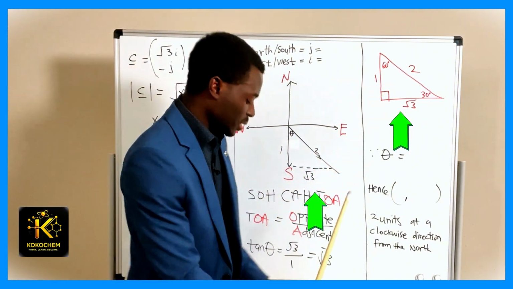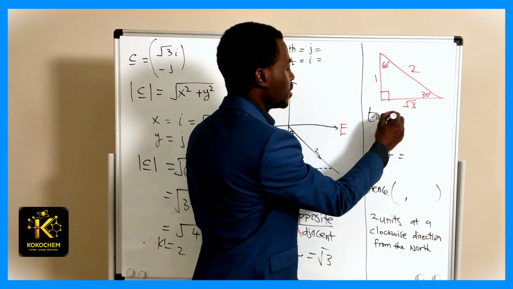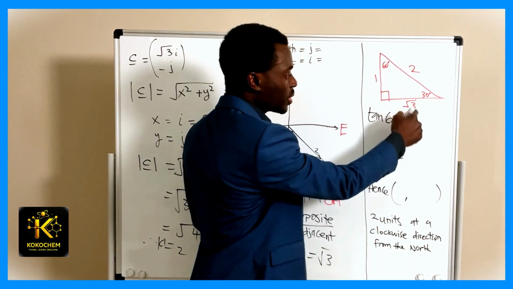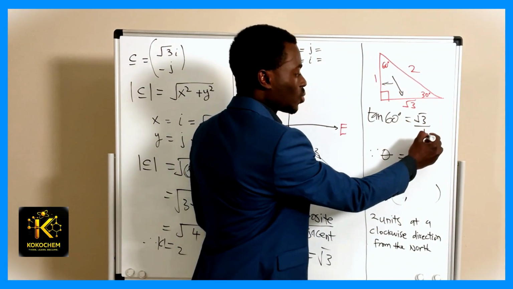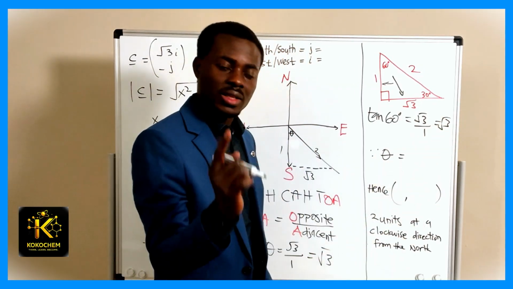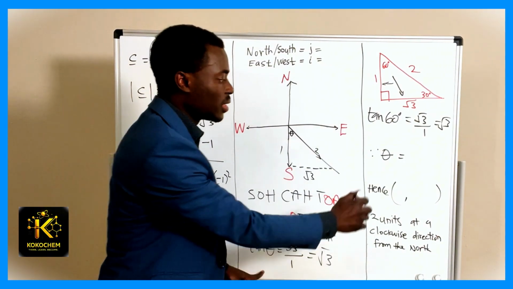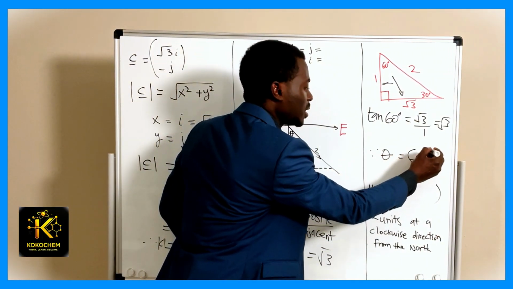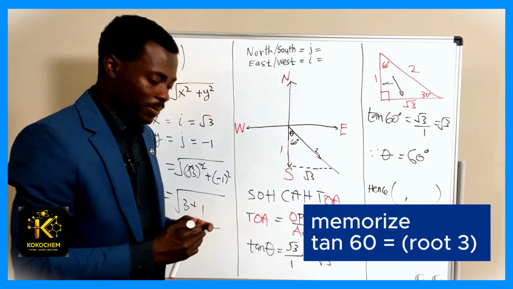So this tells me that if I do tan 60 degrees, which will be opposite root 3 over adjacent, which is 1, okay, that will give me root 3. This tells me that my tan theta, which is equal to root 3, gives theta equal to 60 degrees, okay? So the theta right here is 60 degrees.